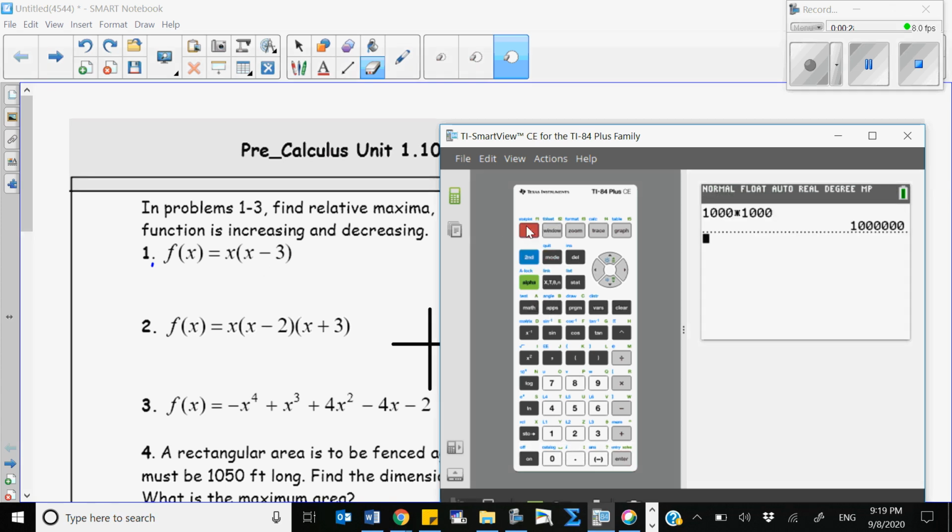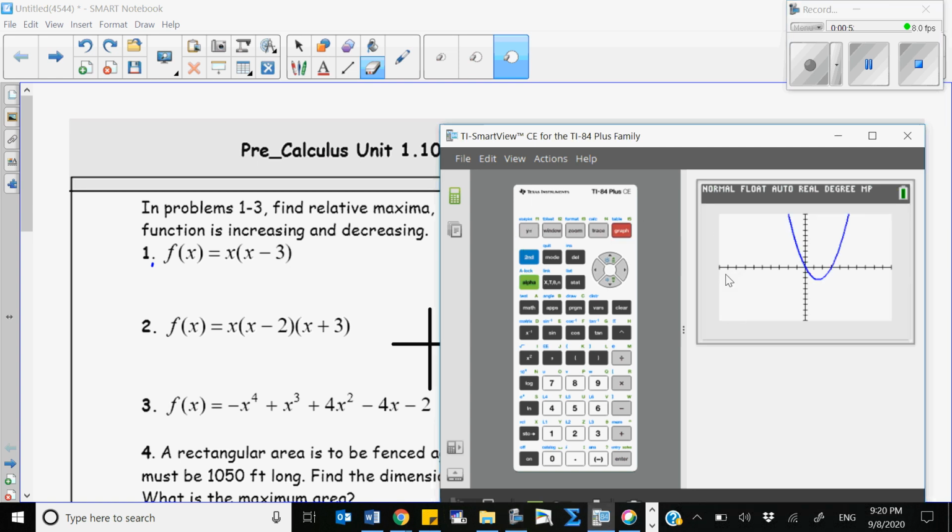I use y equal to enter this function into my calculator. So I'm going to erase what I had here. The function is x times x minus 3. Then I need to graph this function. I go to graph here and I will see the function.